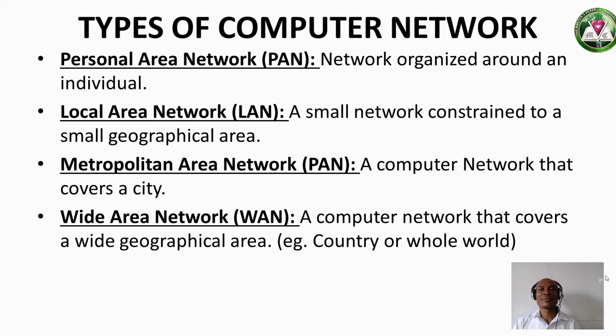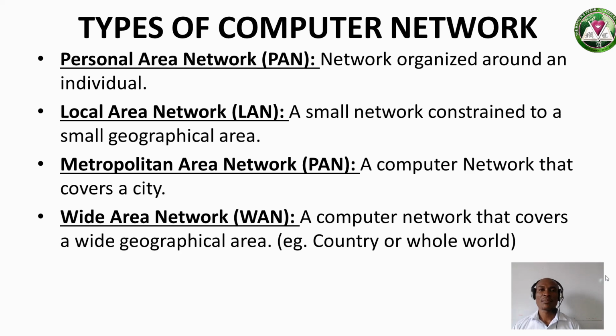Another form of computer network is local area network. I said local area network, LAN. This is a small network constrained to a small geographical area. For example, a network that is constrained maybe in a room or in a building or just within a small environment. Such computer network is referred to as local area network.